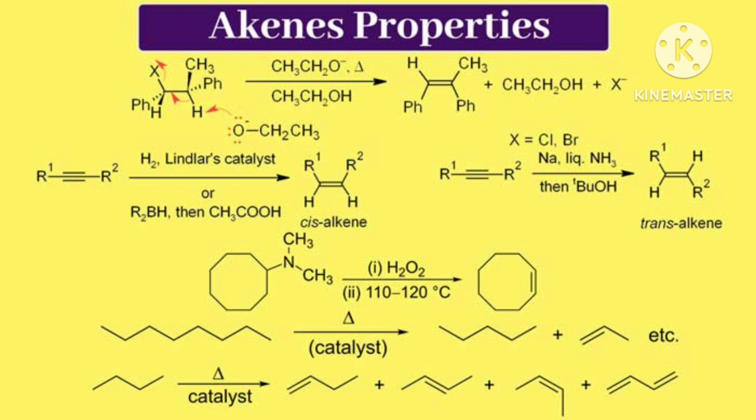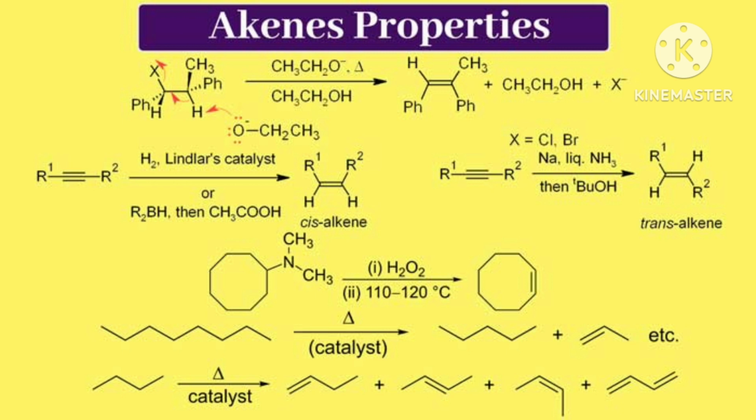Now another chemical reaction, the second one: addition of halogen. Here you can see halogen is going to be added. Halogen is electronegative, so it will attract the electron. If it takes the electron from one carbon, it will affect the other carbon.